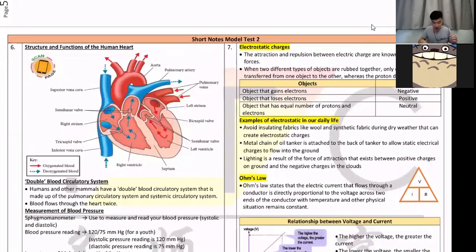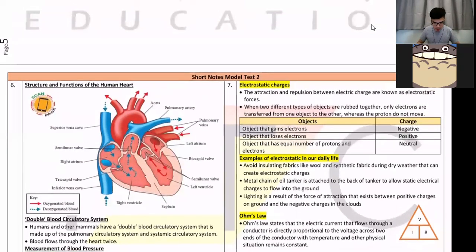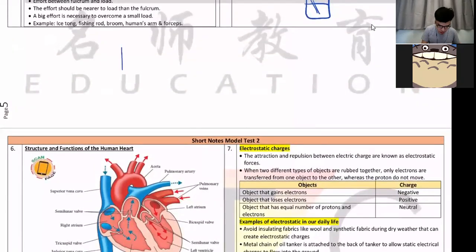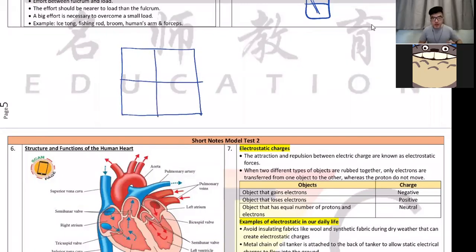So let's start with the heart. Okay, the heart is the most headache one to learn, isn't it? If you still remember what you learned this year, beginning of the year. Okay, so let's make our life easier lah. I'm just going to draw my heart in a square. I've actually taught this before already.